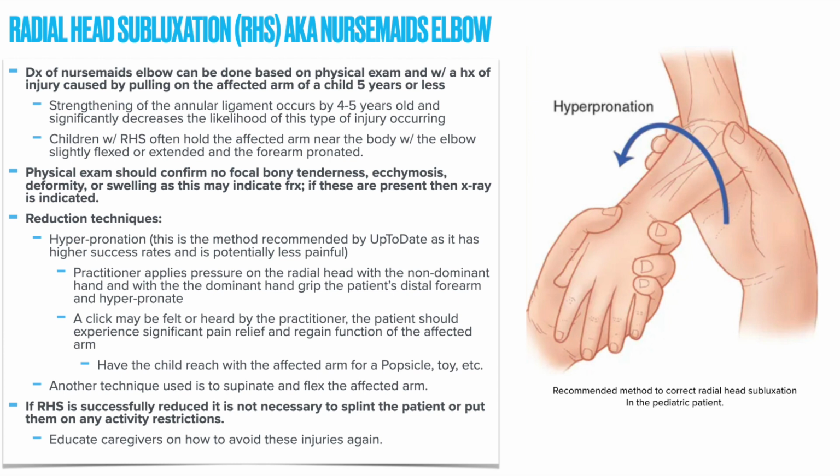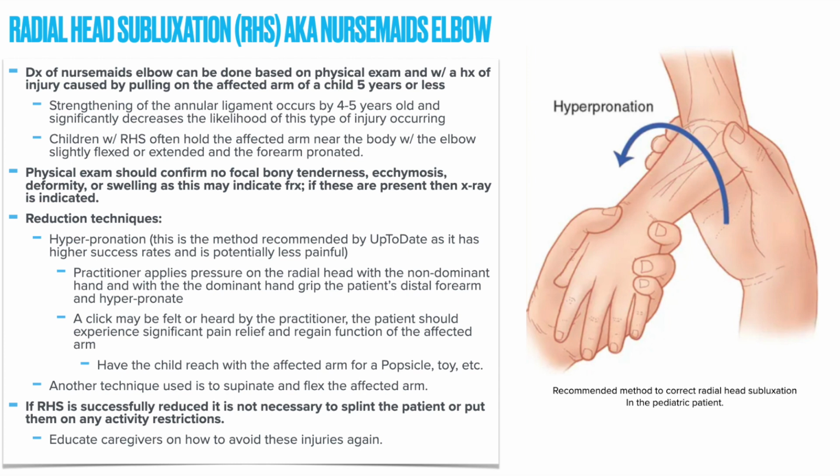And then to confirm that the radius is actually back into place, you should have the child reach with the affected arm for something enticing, whether it be a toy or a popsicle, something that will entice them to go ahead and extend the arm that you just reduced.